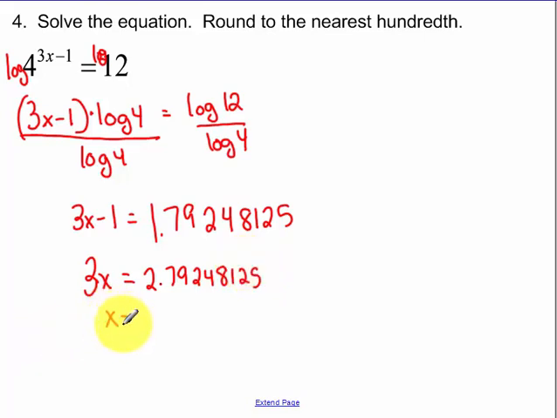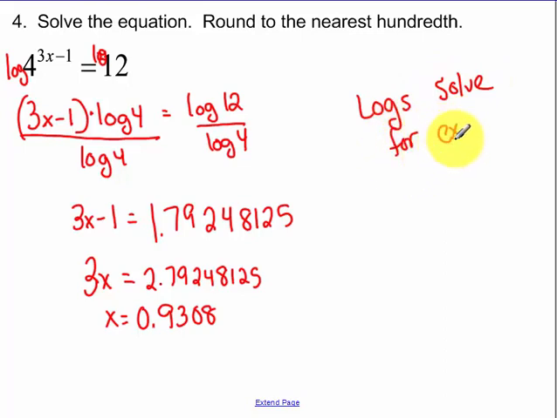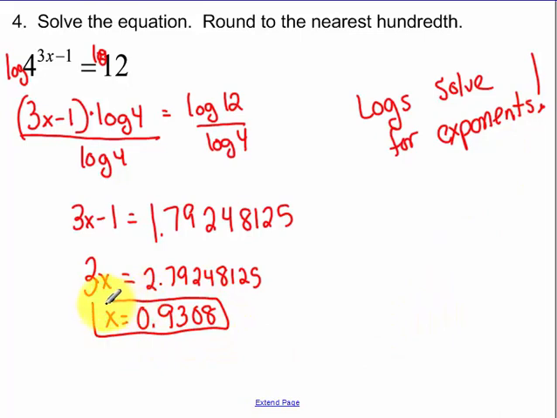So here we then get 0.9308. Logs solve for exponents. Okay, remember that. This is our answer. Just reminding you, logs solve for exponents.